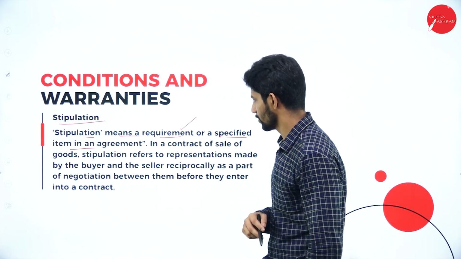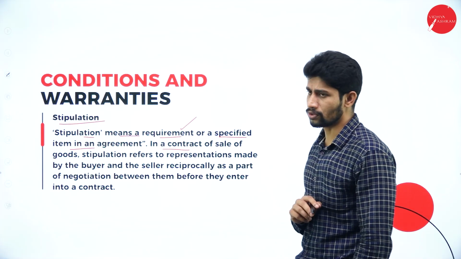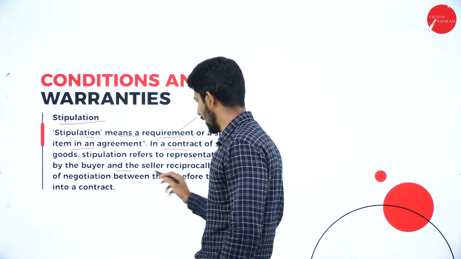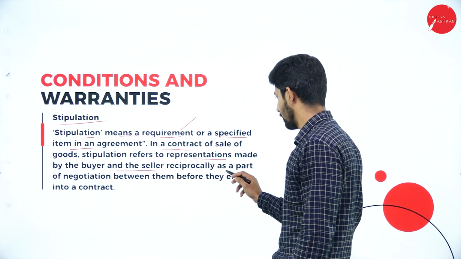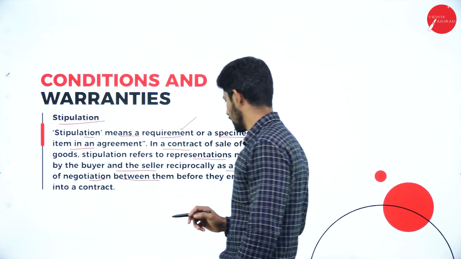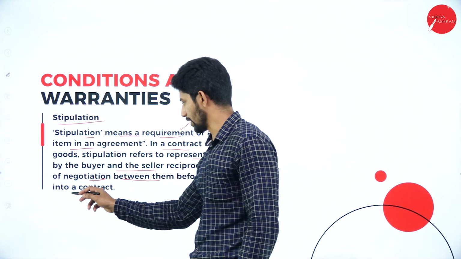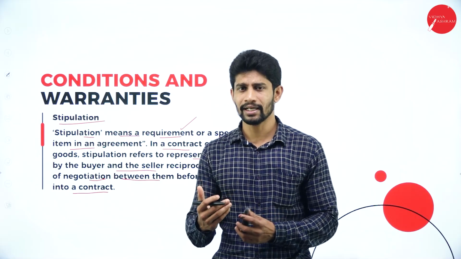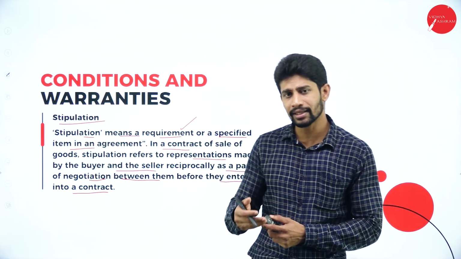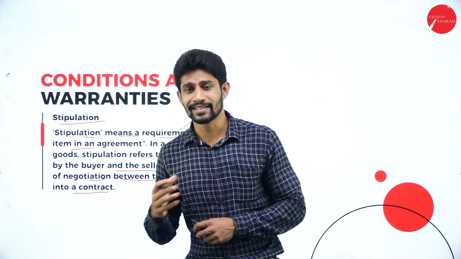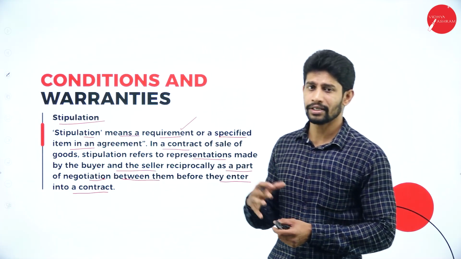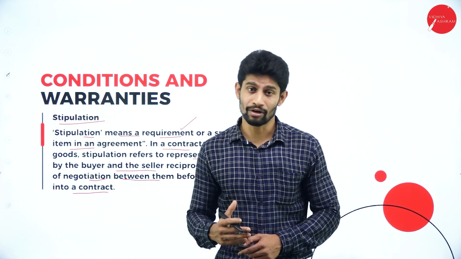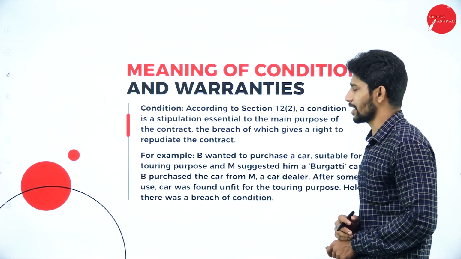Conditions are requirements. In a contract of sale of goods, stipulation refers to representations made by the buyer and the seller reciprocally as a part of negotiation between them before they enter into a contract. So here the buyer and seller come together and have some conditions for each other, then they proceed with their buying and selling process, right? Those conditions are called stipulations with respect to conditions and warranties in sale of goods.